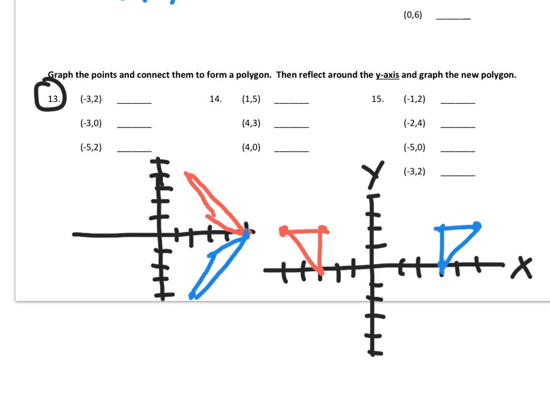This time the points changed. The y value stayed the same, but the x values became opposite. So we had -3, 2, now we have 3, 2. We had -3, 0, now we have positive 3, 0. And we had -5, 2, now we have positive 5, 2.